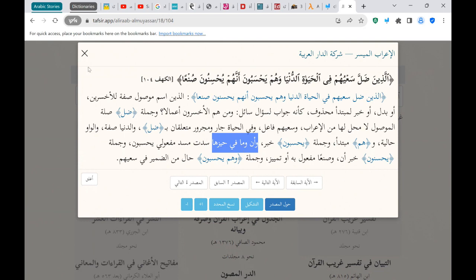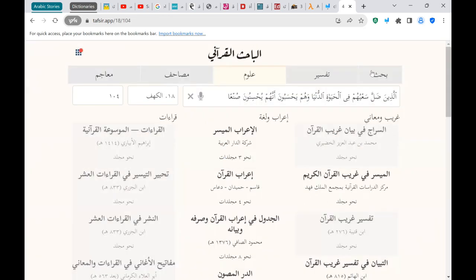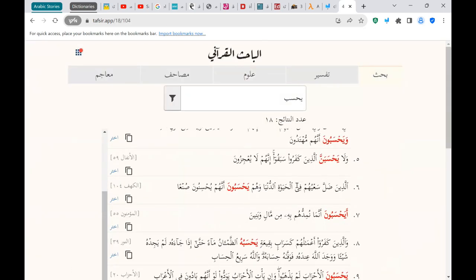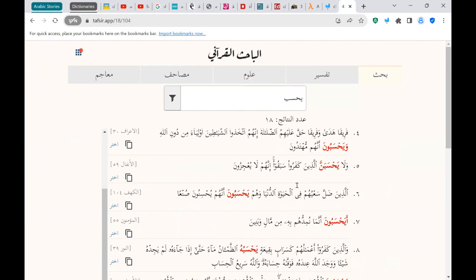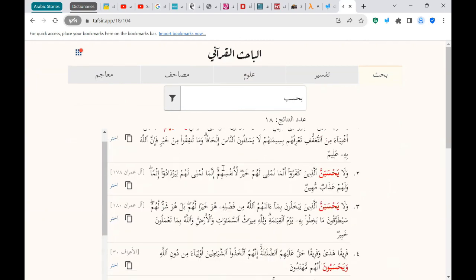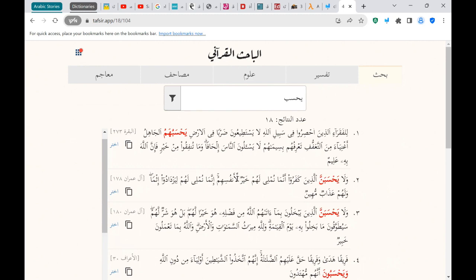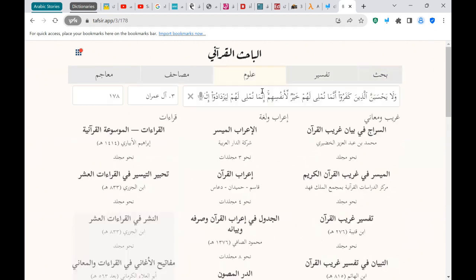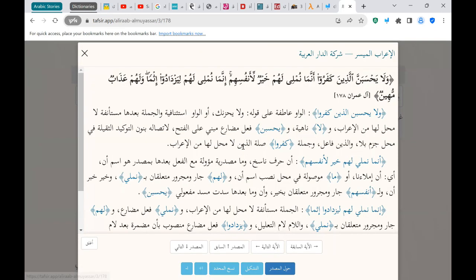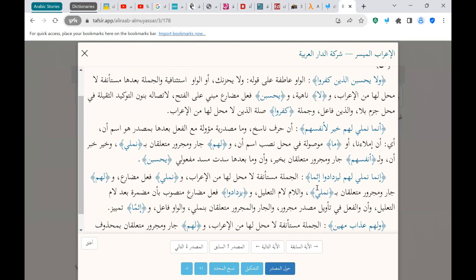So they won't tell you. Some cases they will tell you. Let me look at another example. They will actually tell you, masdar muawwal. Sometimes they won't say it. So let's look at another example. Let's take a look at, try this, see if they mentioned masdar muawwal. إنما الجملة مستقبلة محل من الفعل المضارع.